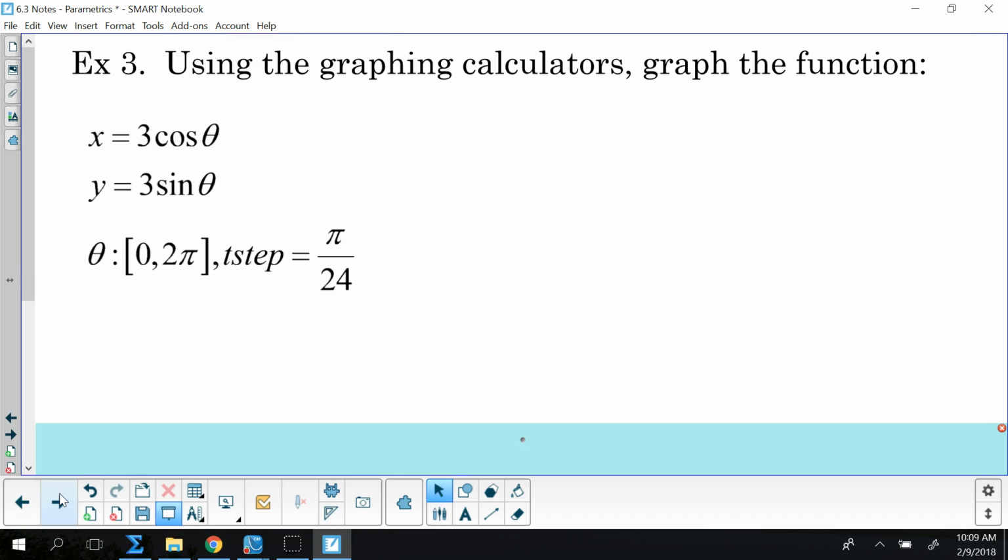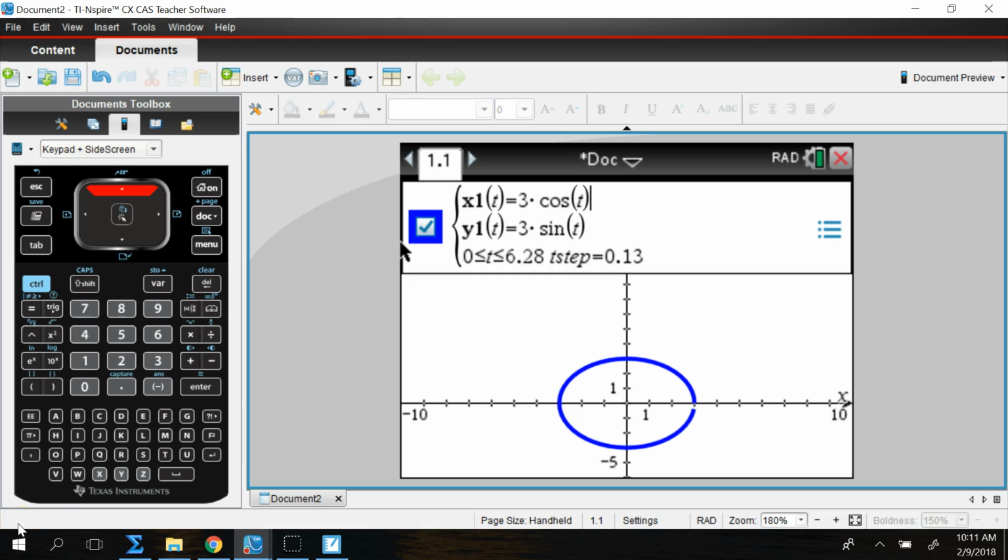What I'd like you to do now is, on your graphing calculator, using the graphing calculators, graph that function. And then we'll play with it for a little bit. Or you can type in the word pi too, and it recognizes it. I learned that the other day.